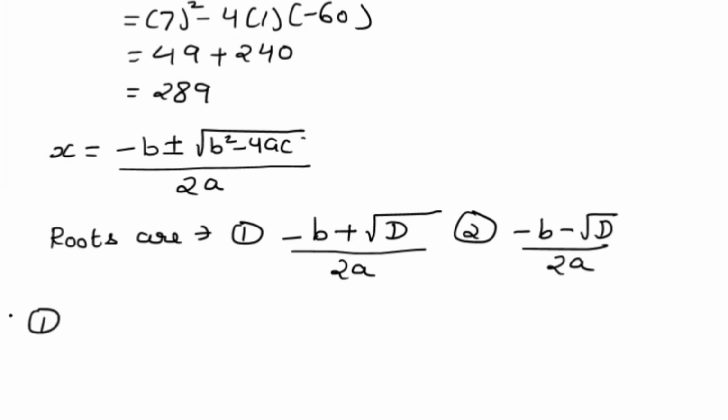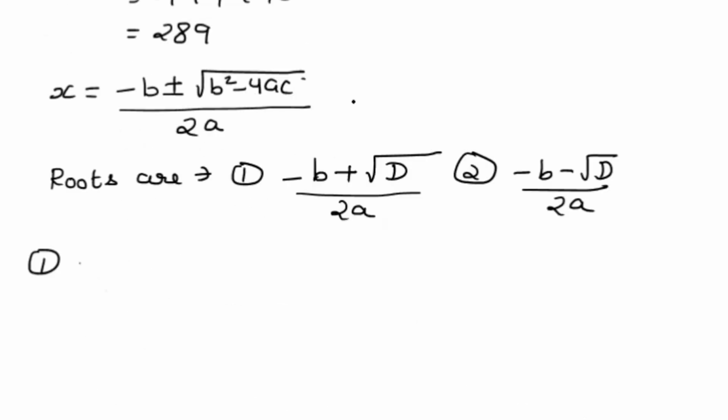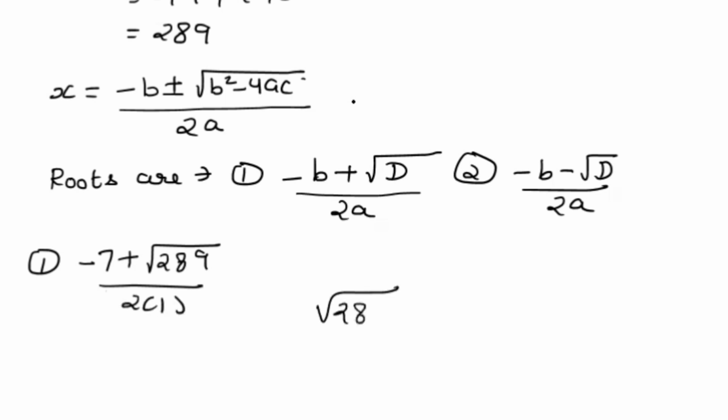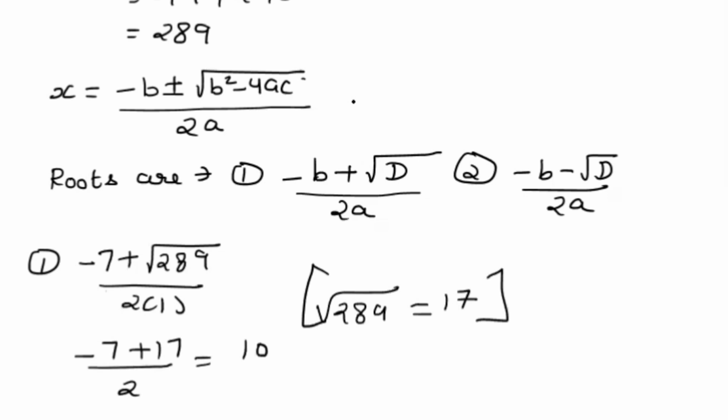Okay. So we will put the values here. The value of b is 7. Minus b will be minus 7 plus under root 289, upon 2 into 1, since the value of a is 1. Under root 289 is equal to 17, right? 289 is the square of 17. So we will write minus 7 plus 17 upon 2. 17 minus 7 is 10. 10 upon 2 is equal to 5. So one root is 5.